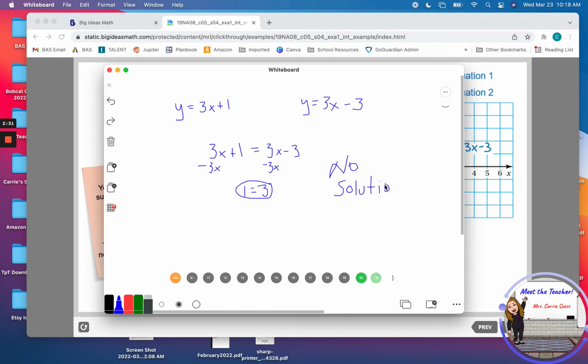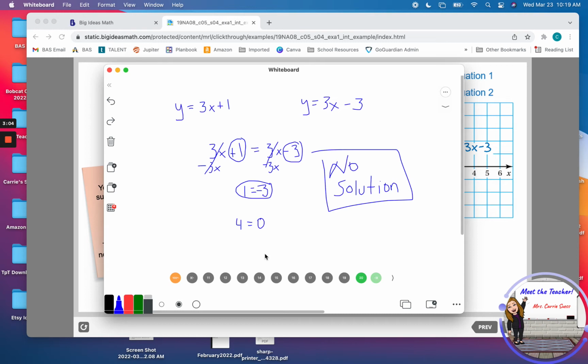I just brought down the 1 and the -3. Because what I did is I subtracted the 3x, which canceled the 3x, so I'm left with 1 equals -3, which you can't do. You're done. I could also solve it and get 4 equals 0, but that still is not a solution. 4 cannot equal 0.